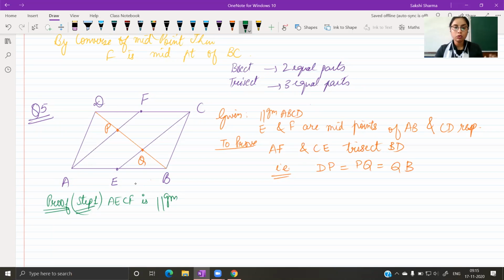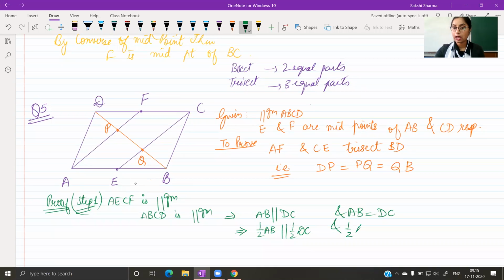Remember one thing, every time you write down half of something in your proof, you're concluding a result where you're writing down half of something, please ensure that you're given the midpoint of that side. Unless आपको midpoint दिया हुआ है, तब तक आप नहीं use कर सकते half वाला result. So I'm going to just write down, since ABCD is a parallelogram, this implies AB is parallel to DC and AB is equal to DC. These are the opposite side. And since I have the midpoints for both of these, I can write down the result for their halves. Their halves will be parallel and their halves will also be equal.